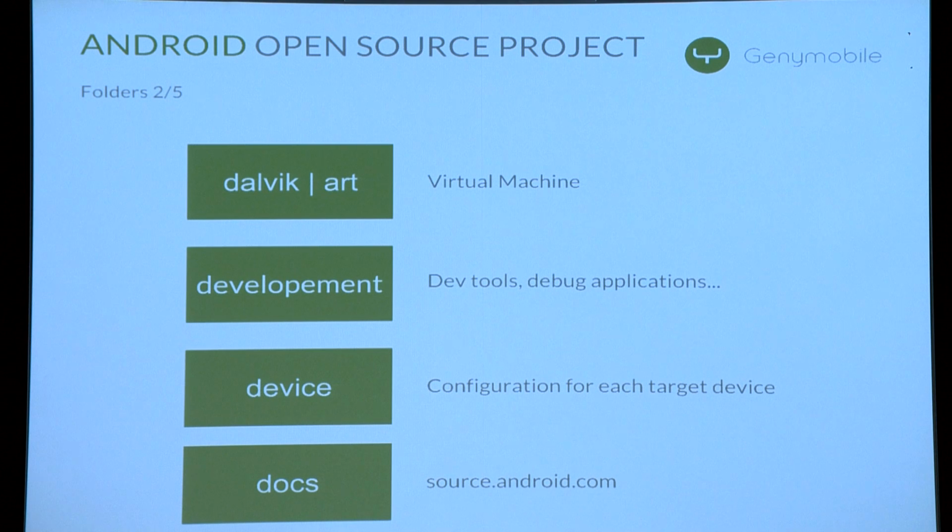Another directory which will be very important, the device one. You will find in this directory all the configuration specific to each target. So if you want to have something special for a Nexus 5 or a Nexus 10, it will be there. The documentation directory looks very promising, but in fact it's just the source of the website, source.android.com. So not really documentation there.